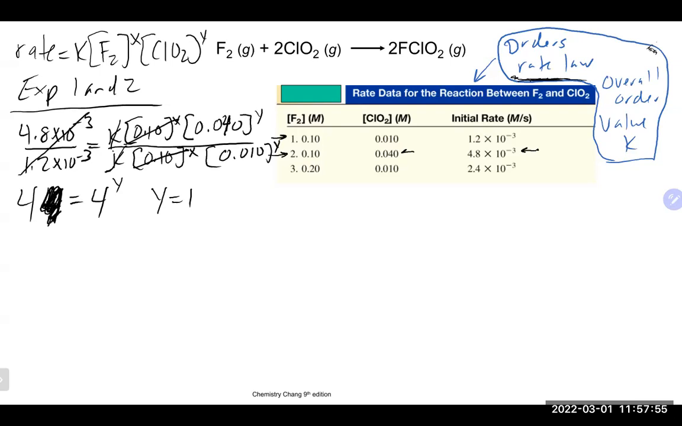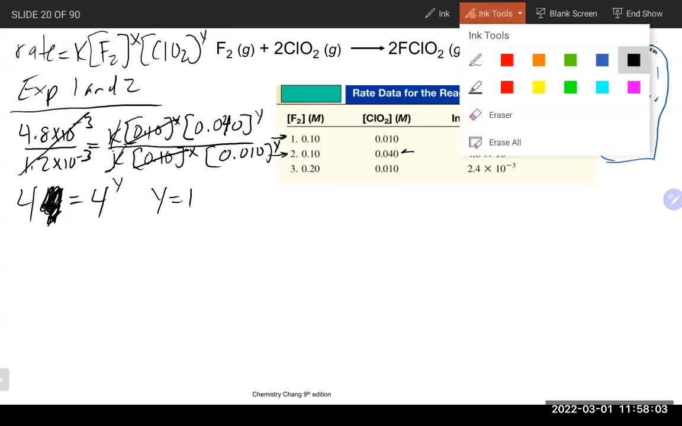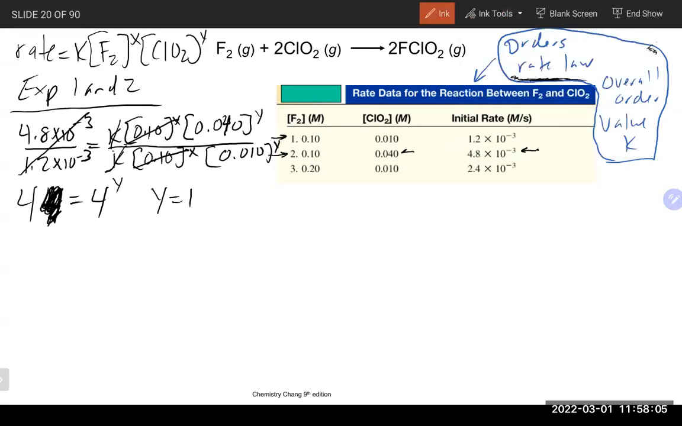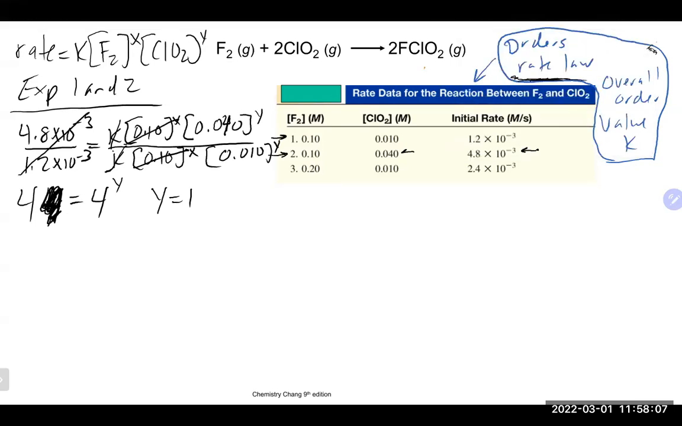All right. Now that we figured out the order with respect to ClO2 is 1, what we now want to do is go back and find 2 entries in the table where we are going to be keeping the ClO2 constant. And it looks like if we do entry number 1 and entry number 3 here, that will achieve that for us. So looking at experiments 1 and 3, again, same here.